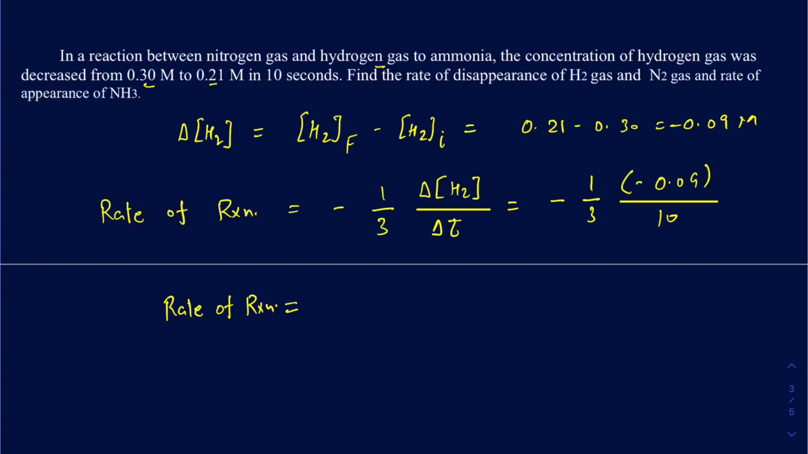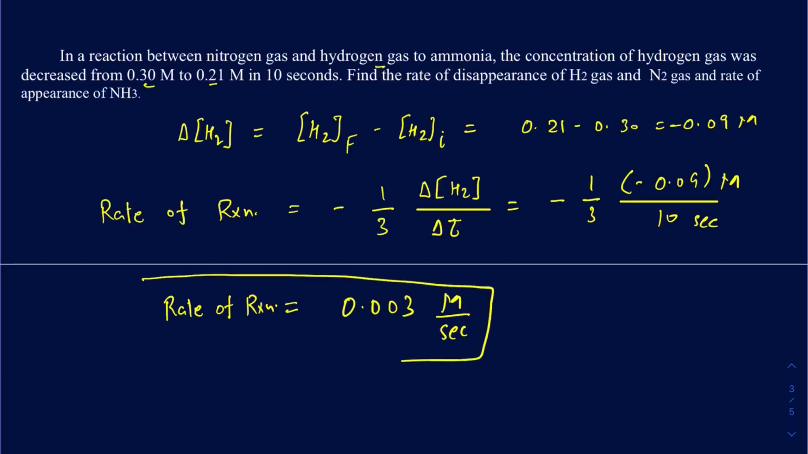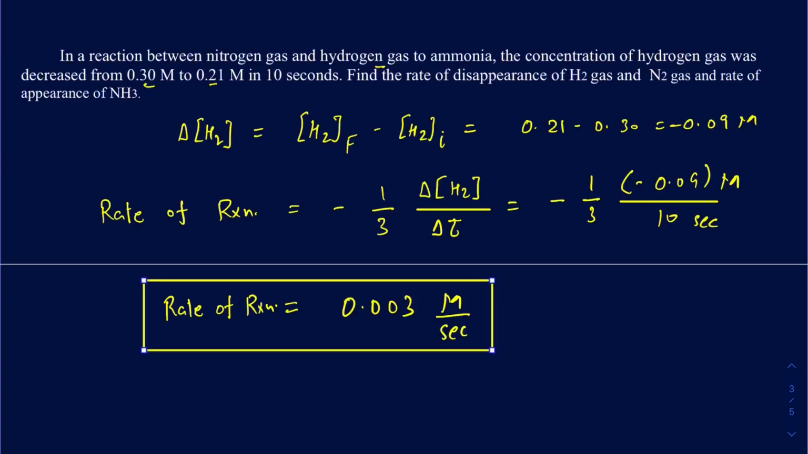So that comes out to be, the negative negative becomes positive, so it's going to be 0.003 molar per second. Remember, the concentration is going to be measured in molarity, and the time is going to be in seconds on the bottom. So seconds here and the molarity here. That's how your rate's always going to be measured. So this is going to be the rate of this particular reaction.